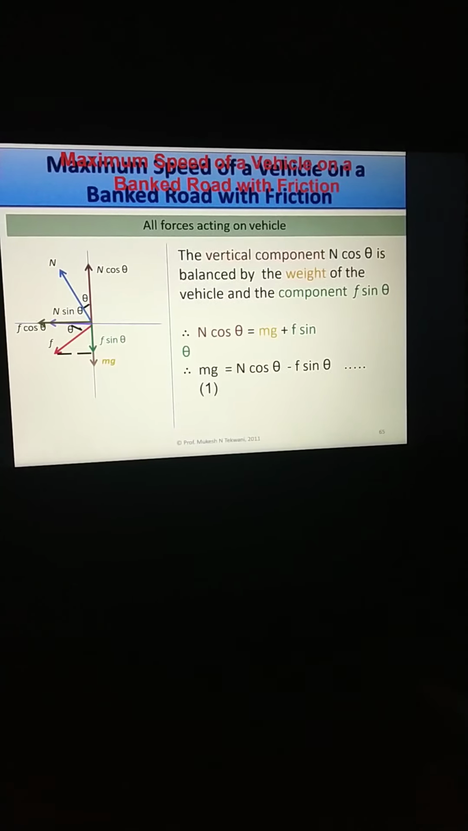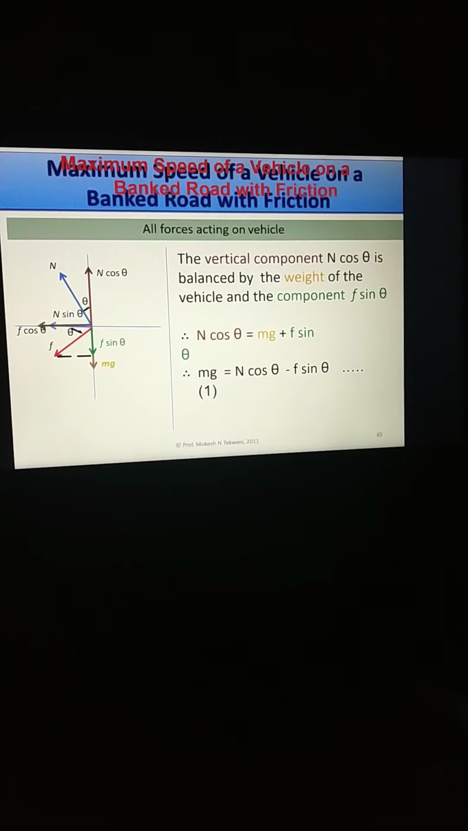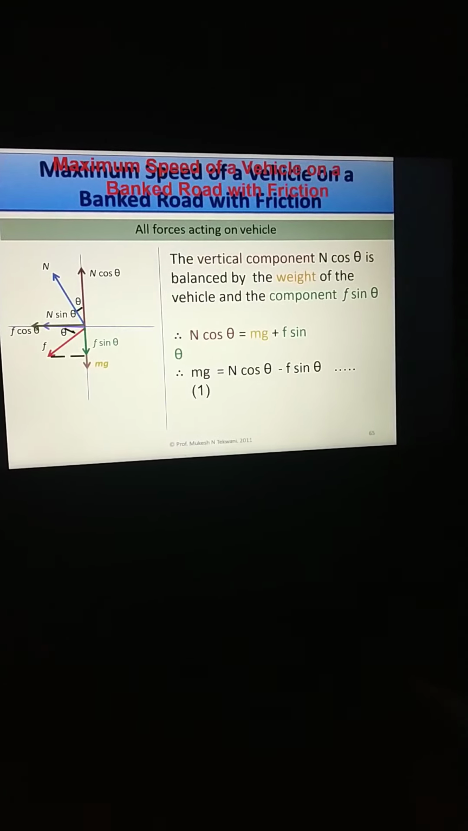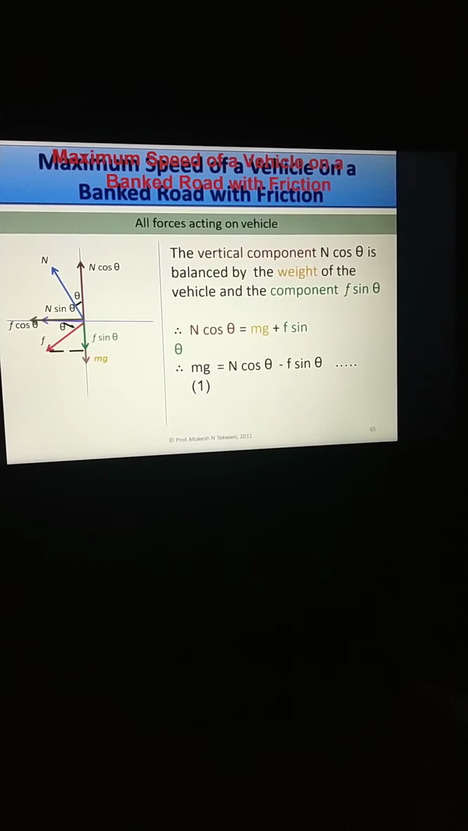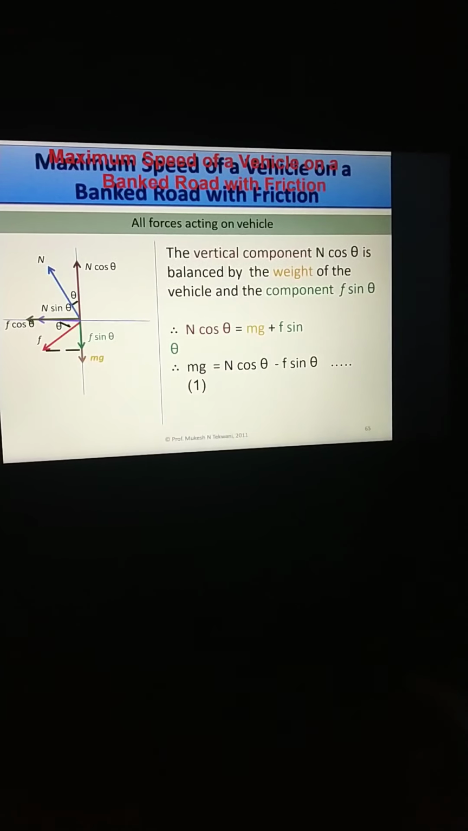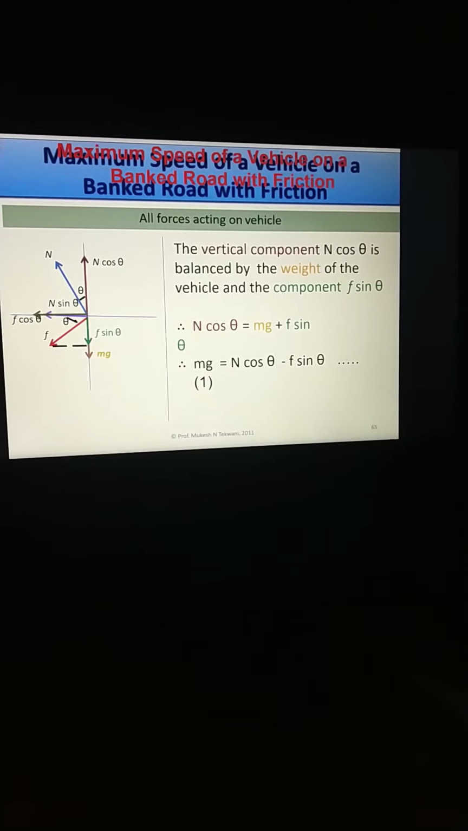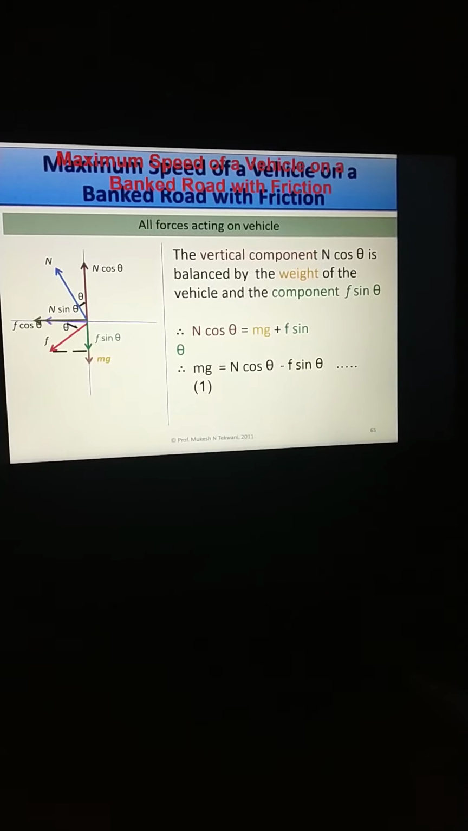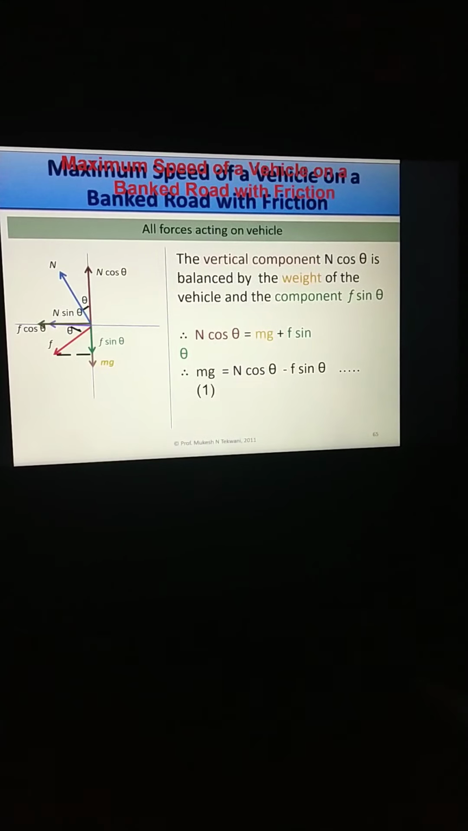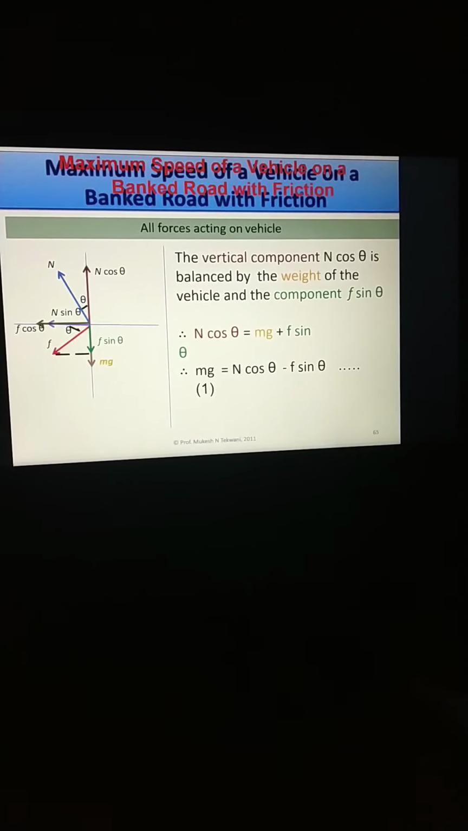Okay, so you can observe the direction of forces and balance the equation. If you observe the weight mg together with F sin theta, it is balanced by N cos theta, that is, the vertically upward force is balanced by the total vertically downward force. So you can write your equation as N cos theta equal to mg plus F sin theta. That is, we are equating the vertically upward component by the total vertically downward components of force. If you write the mg expression, mg will be equal to N cos theta minus F sin theta, right? That we are taking as equation number 1.